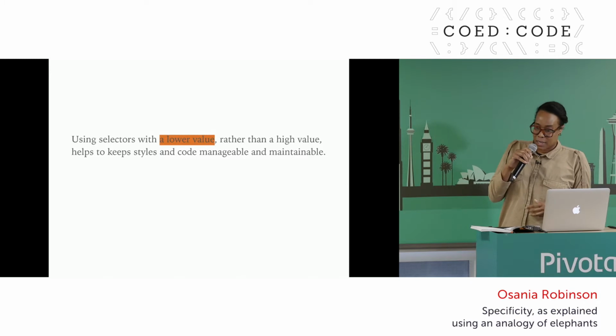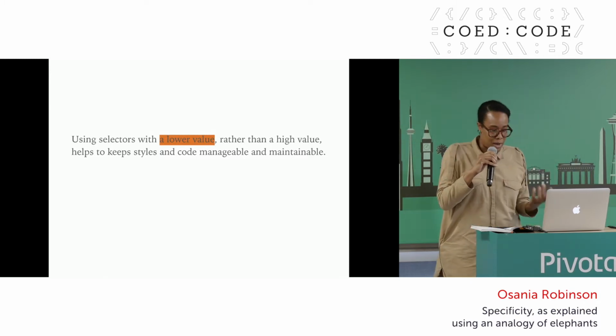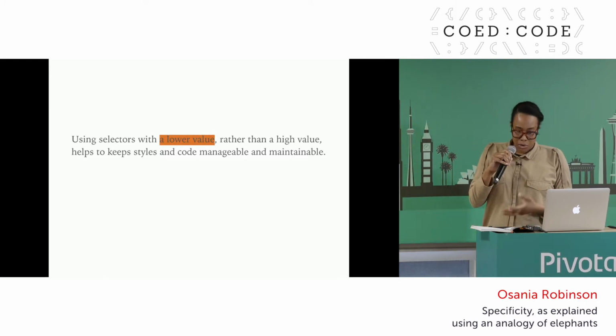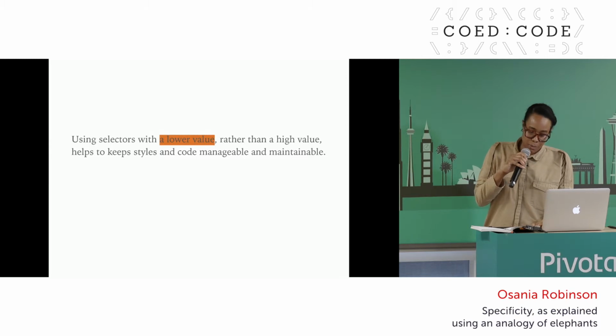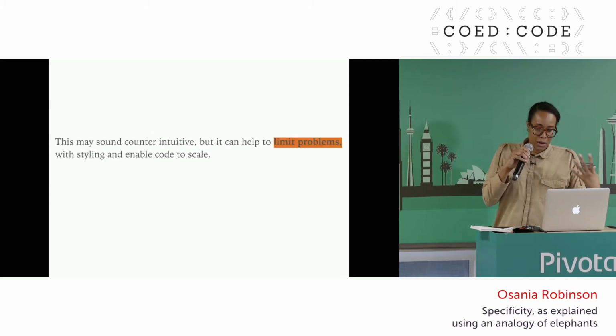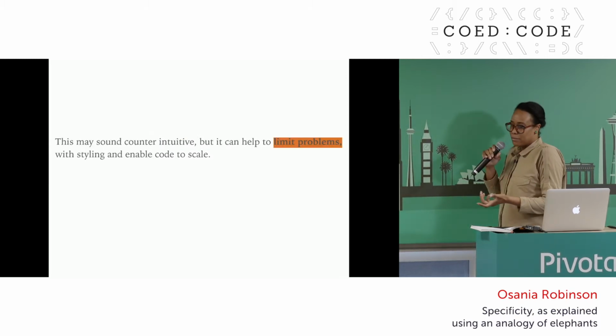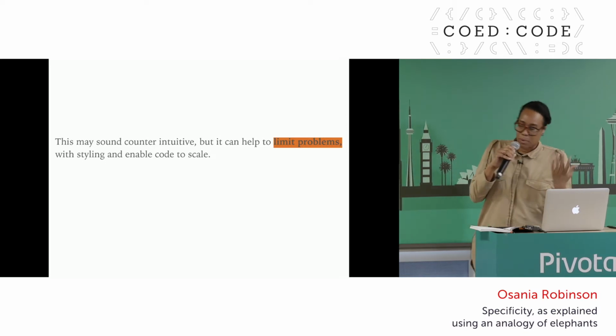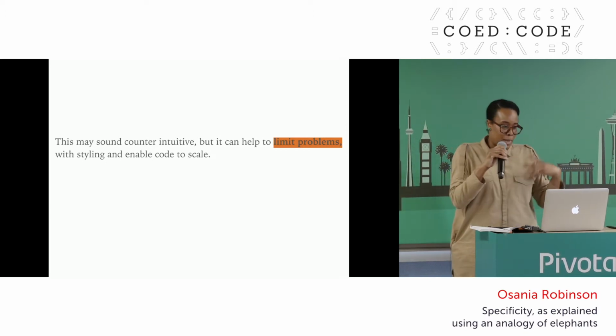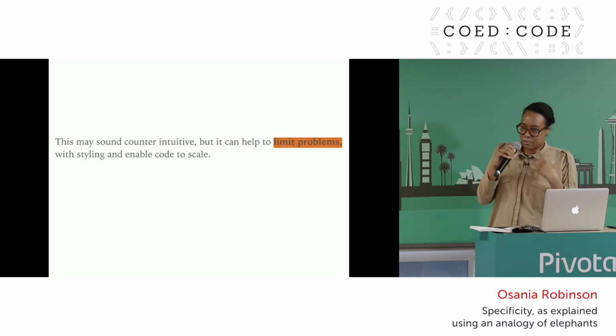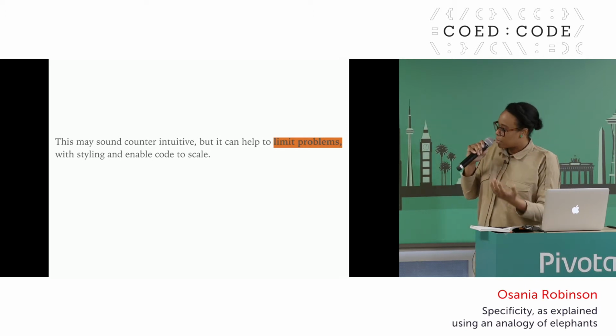And so using selectors with a lower value rather than a high value would help to keep styles and code manageable and maintainable. And this sounds slightly counterintuitive, but it can help to limit problems later on down the line and stop you having issues with styling and also help your code to scale.